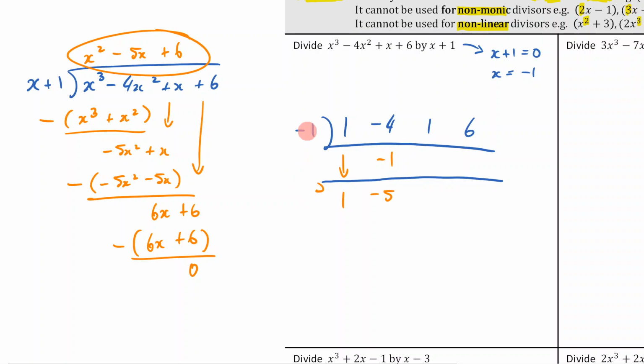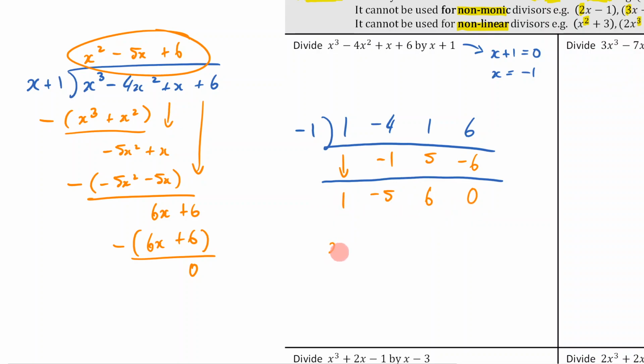I'm now going to go negative 1 times negative 5 is going to be 5. Then I'm going to plus down. Then I'm going to go negative 1 times 6 is negative 6. Then I plus down, and that's going to be 0. And what you end up with here is the coefficients of everything you need.